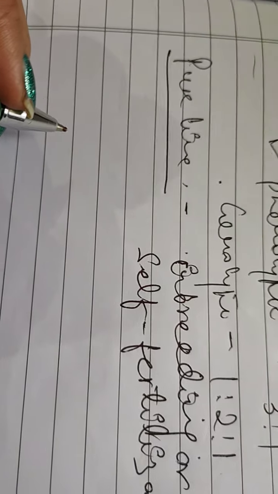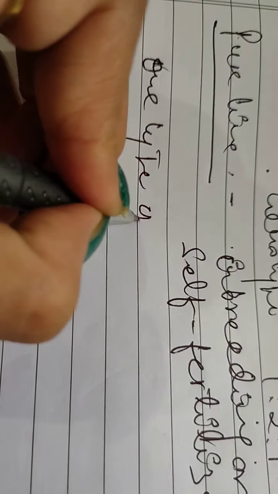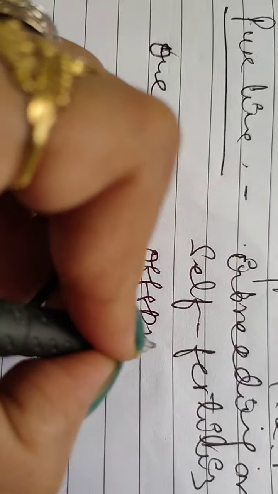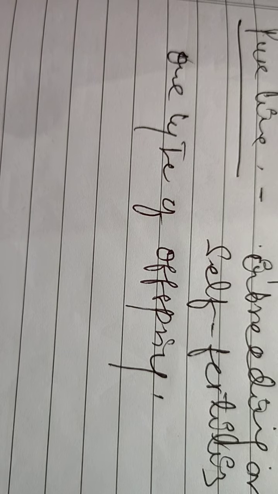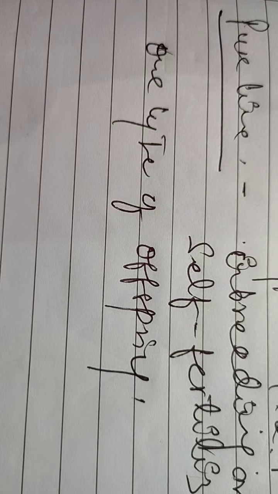So there is a successive generation due to inbreeding. Individuals should be homozygous for a particular trait, and they produce only one type of offspring. Okay, one type of offspring will be produced, and these individuals breed true for their phenotype as well as for genotype.